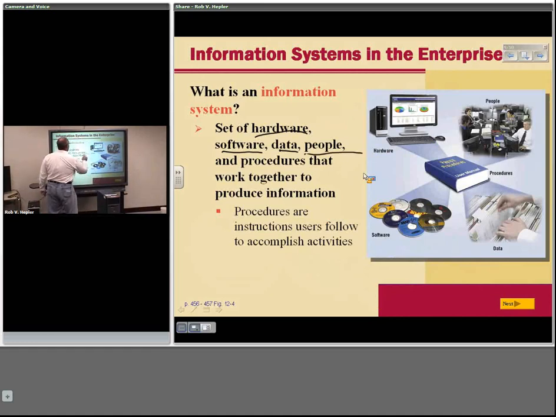People are part of systems. Don't forget that. We've talked about that before. The procedures are part of the system. Important. You can develop the best system, but if there's no procedures or the procedures are bad, it's not a good system. Okay, so you produce information. Of course, information is processed data, right? And you know what procedures are. So all of those things go into a system.